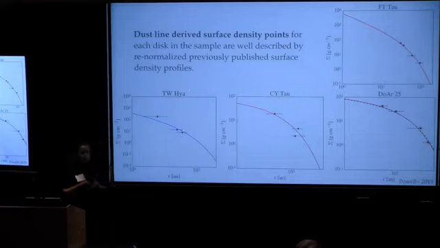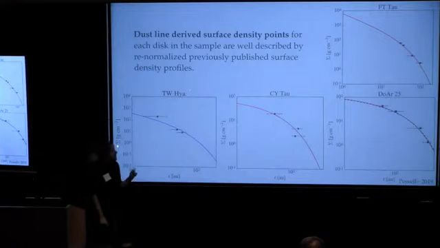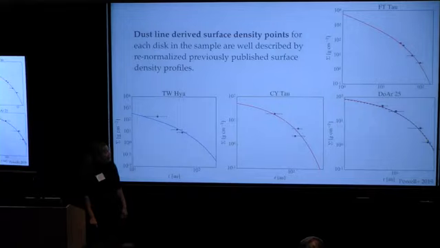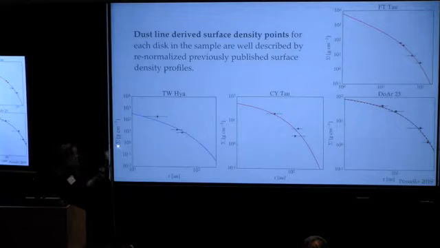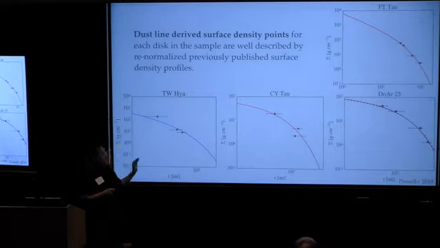So now I'm showing the total gaseous surface densities that we derive from dust lines. The black points here are for 4 of the 7 disks in our sample, and the black points with arrows are the dust line derived surface densities. And what we've done here is scale observations, so blue is CO observations, and red is combined multi-wavelength observations of dust, where they've derived a surface density profile for these objects.